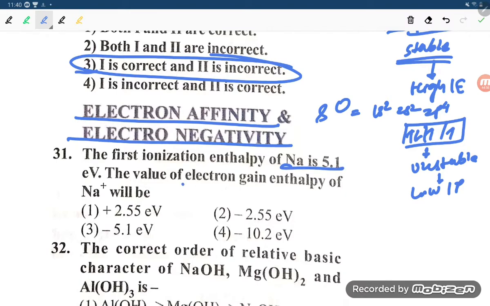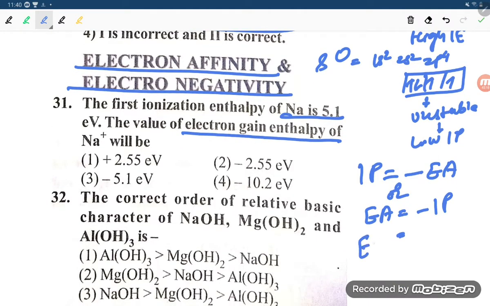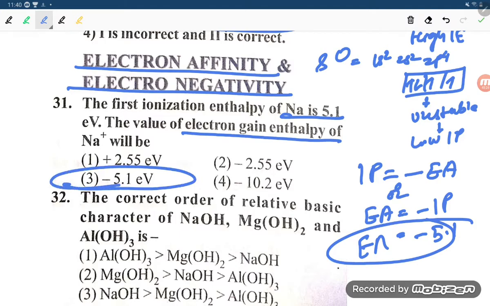So the value of electron gain enthalpy, student: Ip is the reverse of electron affinity. So Ea is equal to minus Ip. That is the electron gain enthalpy. So Ea is equal to minus the Ip value, minus 5.1. So the correct option is option number 3, student.